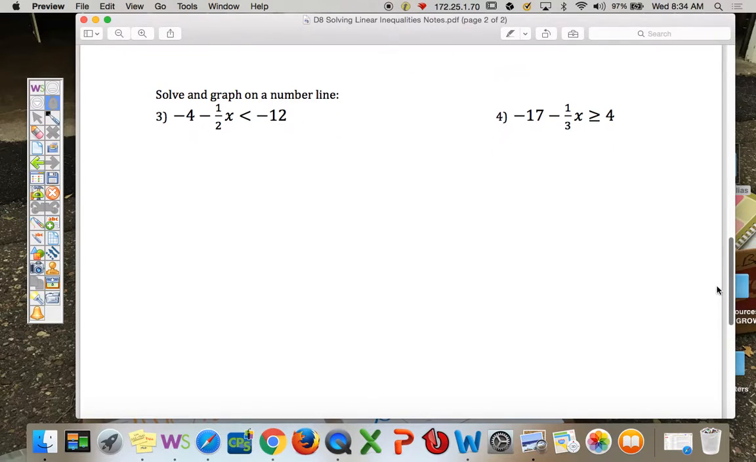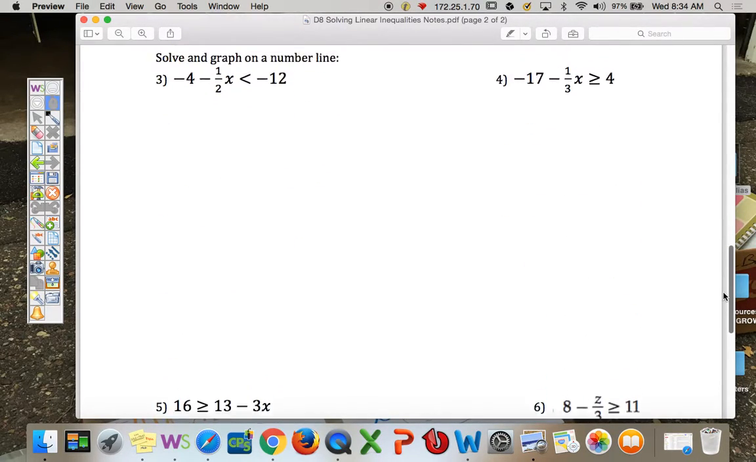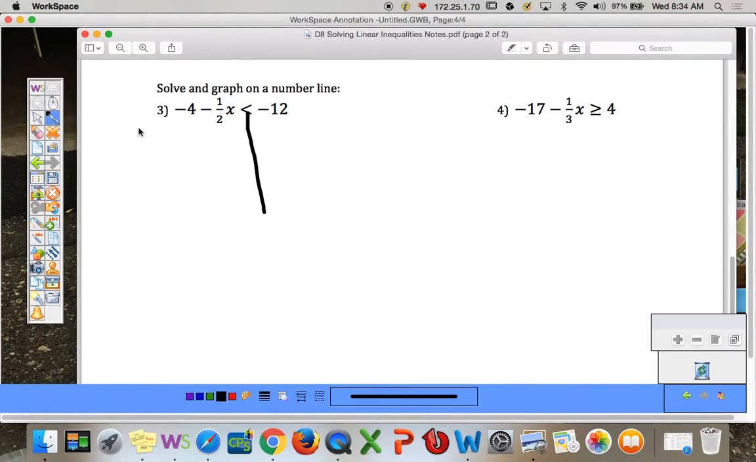So let's do the same thing, but also graph our answers on a number line. So there's 4 examples, and then you guys have a worksheet to do in class. All right, so the first one here, we are going to add 4 to each side first. We get -1/2 x is less than, this is 8, -8.